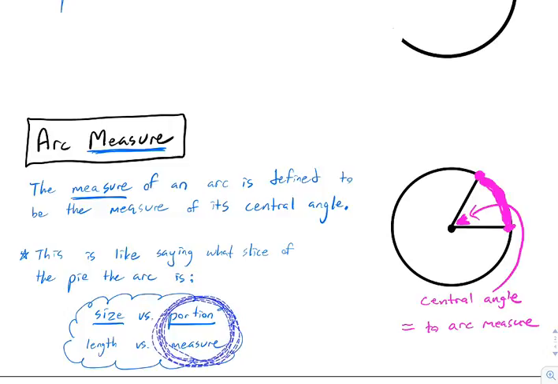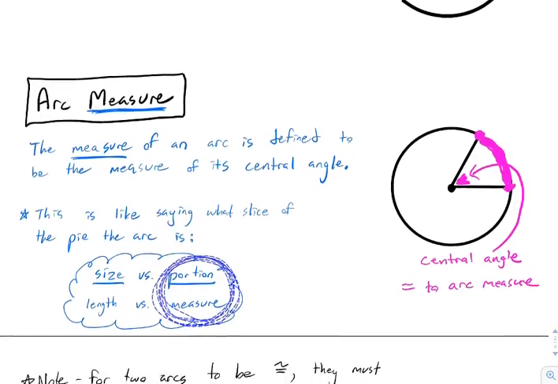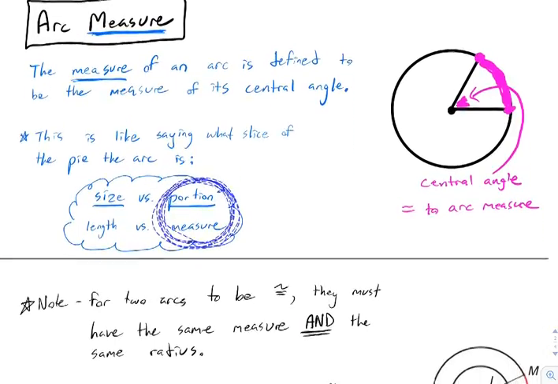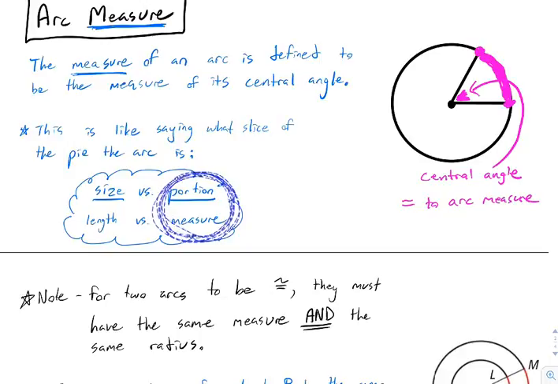I could have a 180-degree arc, but that could be of a circle that fits in the palm of my hand or a circle as big as the planet, right? A 180-degree arc would mean I have half of a circle, but I know nothing about the size of that circle. So just to go one step further on that, for two arcs to actually be congruent, they must have the same measure, okay, so 180 degrees, that's half a circle, great, and the same radius. If they're from two totally different size circles, then the arcs can't be the same.